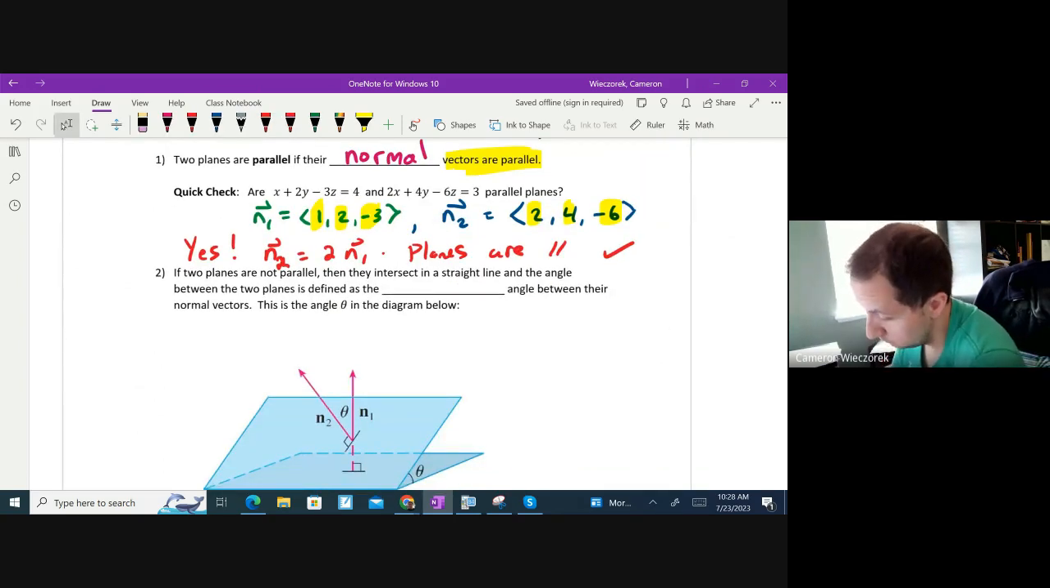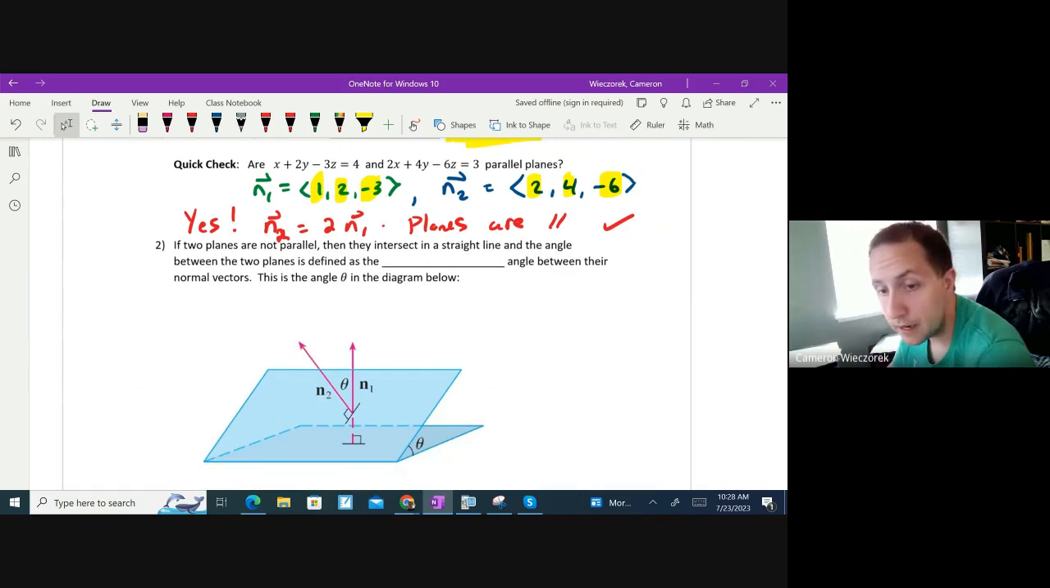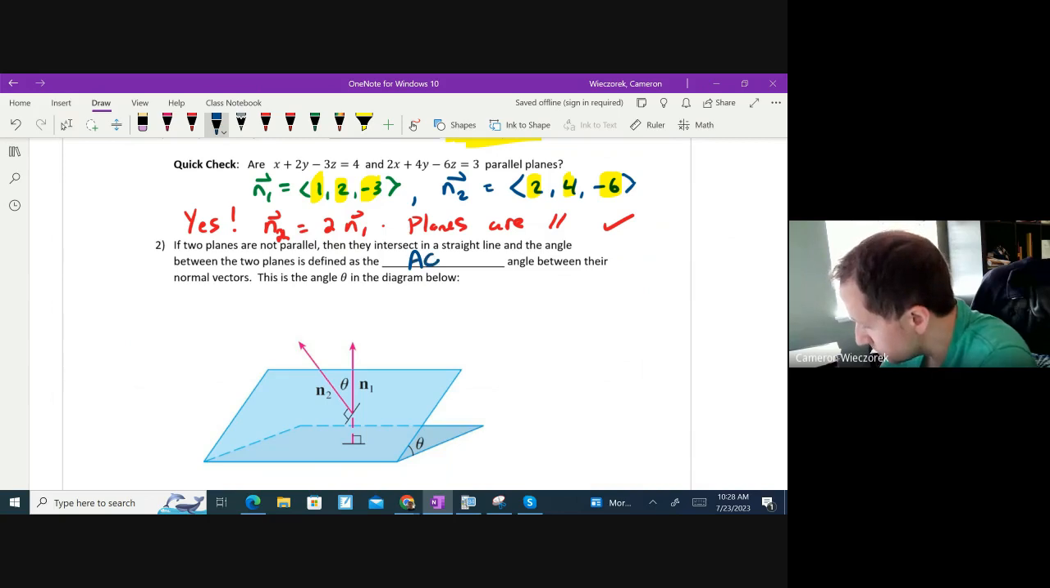If they're not parallel, then they have to intersect in a straight line. It's a property from geometry. If two planes intersect, then they intersect in a straight line. The angle between the two planes is formed, and it's defined to be the acute angle between their normal vectors.